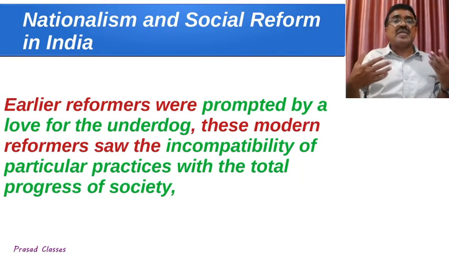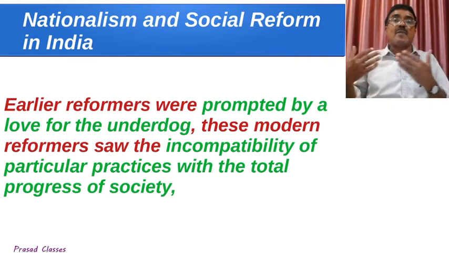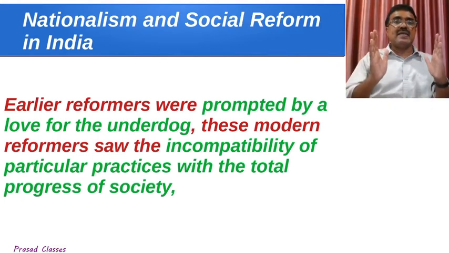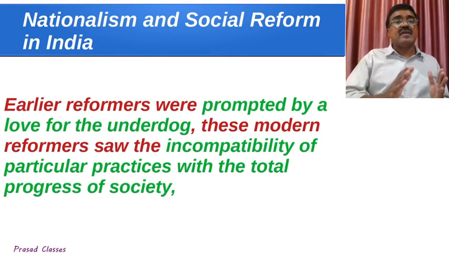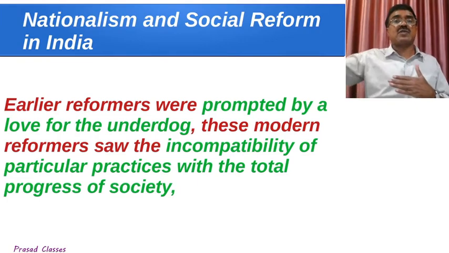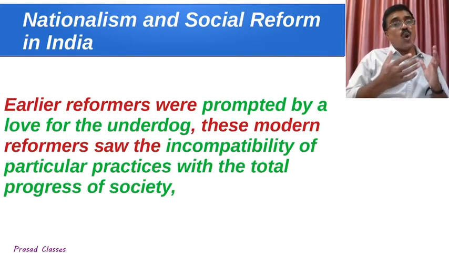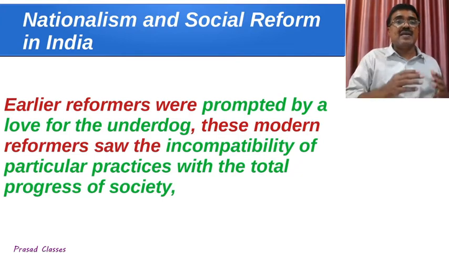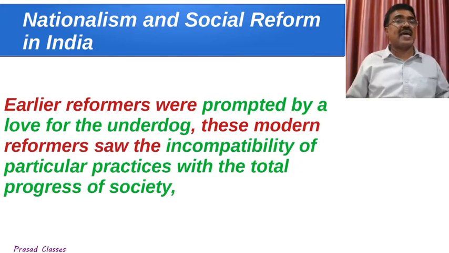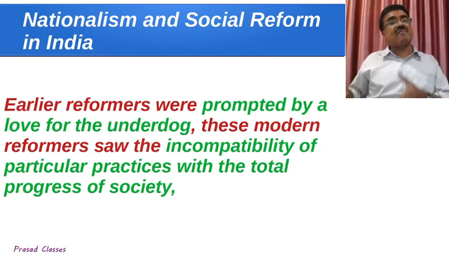These modern reformers saw the incompatibility of particular practices with the total progress of society. They observed that certain practices followed by the Indian society, the caste-ridden, hierarchical, ritualistic Indian society, are hindrances to the total progress of the society. So they understood this. How did they understand it? Because now they came across different ideas, and they came across different organization of society. They came to know about different types of organization of society, different from what was happening. So that is more important.